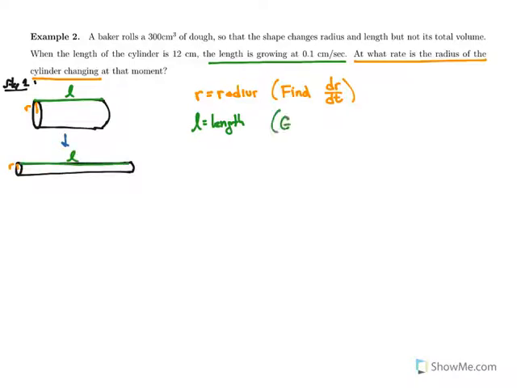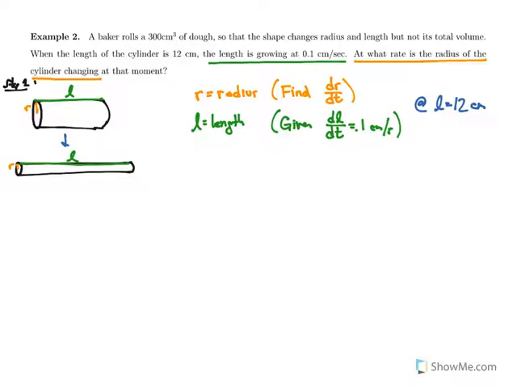And we are given that dL/dt is 0.1 centimeters per second when L is equal to 12 centimeters. So before we go any further, let's actually try to guess what the answer will be. Not what the answer is, but the sign of the answer.